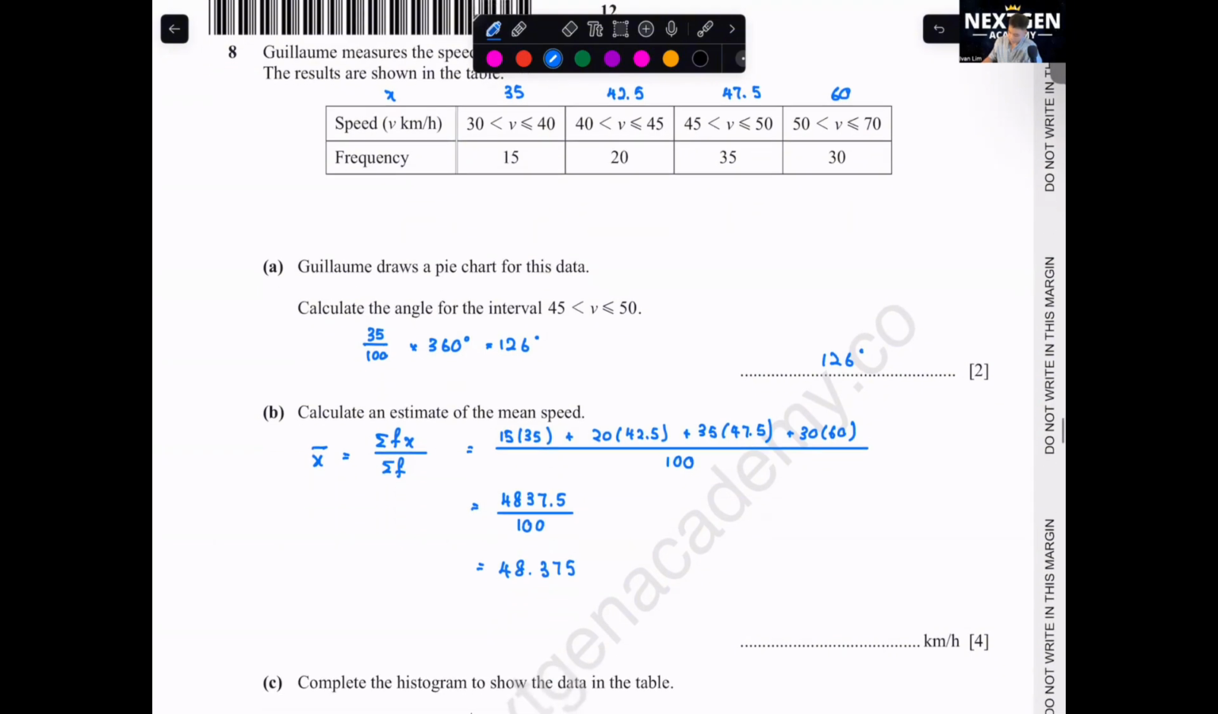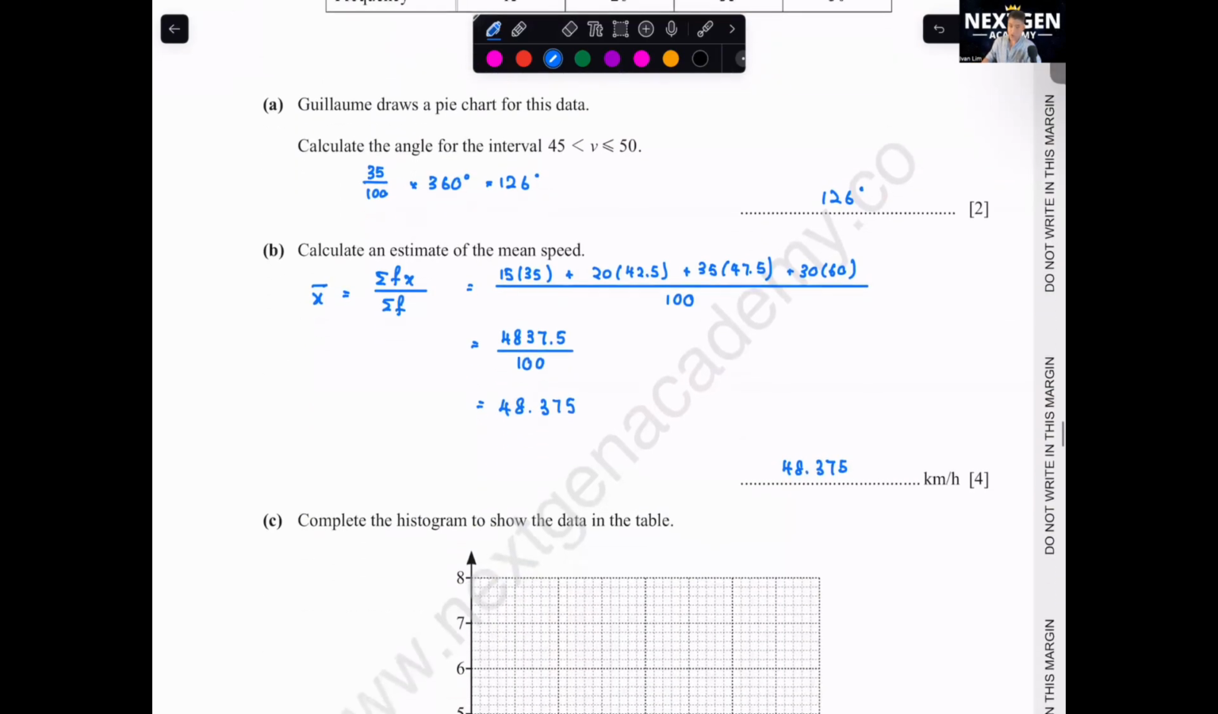48.375. Take note, remember, for mean, if it's a terminating decimal, don't go and round it up. We will write down all the values. So if you write it as 48.4, minus 1 mark. You need to present it as 48.375. This is the format.